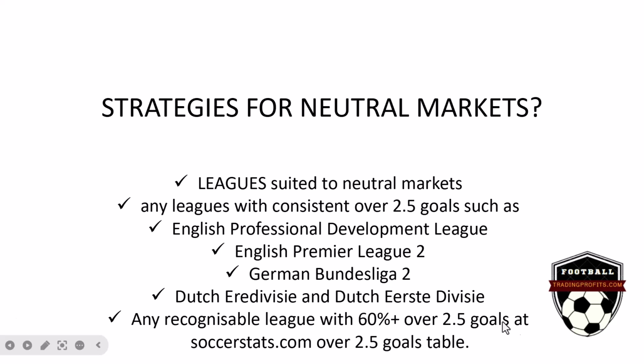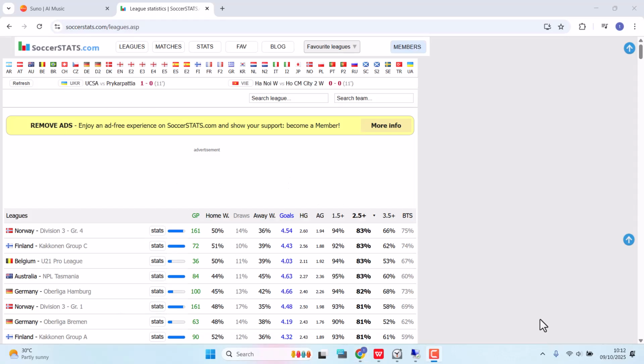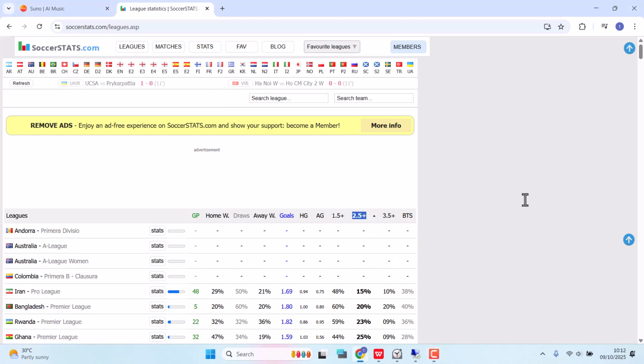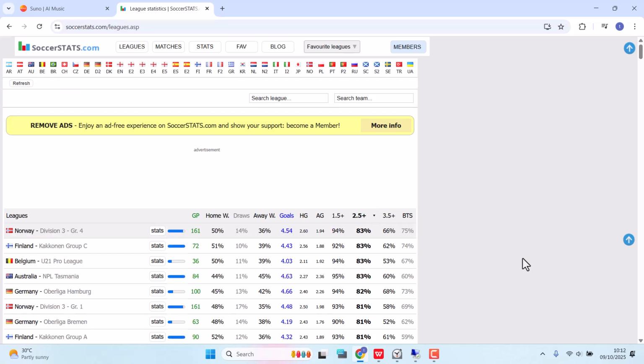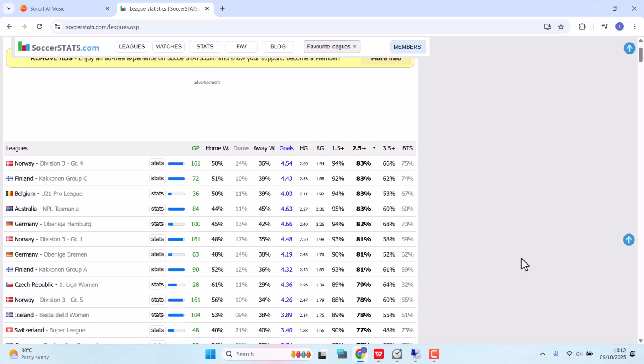So let's take a look at that table now. If you go off to soccerstats.com, there are other sites like footystats.org that have good 2.5 goal pattern. What I do here, I go to the leagues, I sort by 2.5 plus, as you can see here, and then I just look down for any recognisable and tradable league.